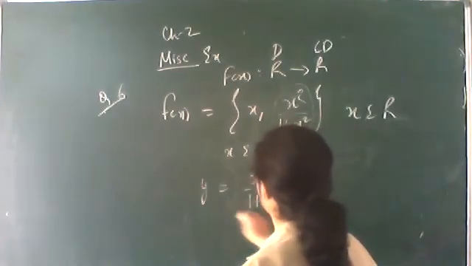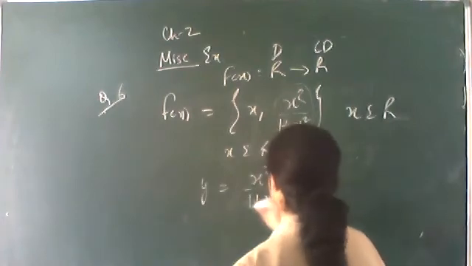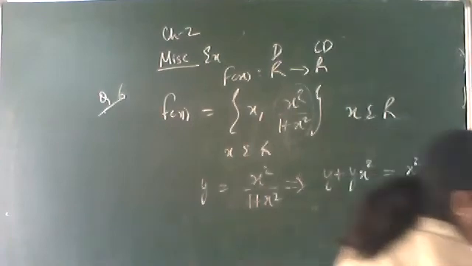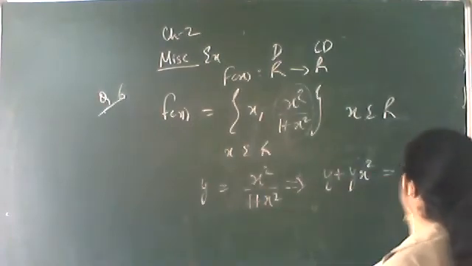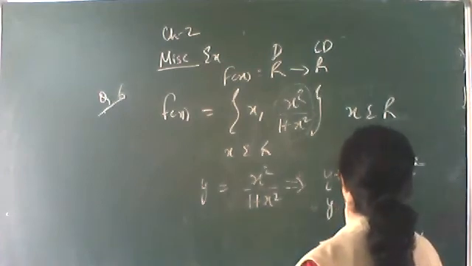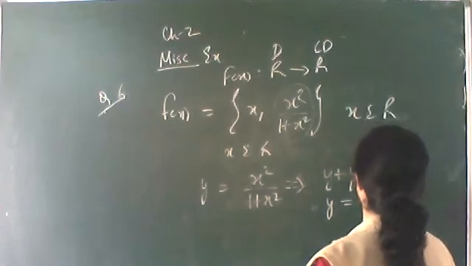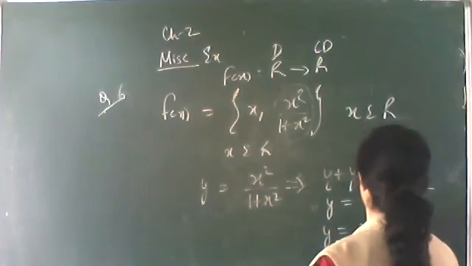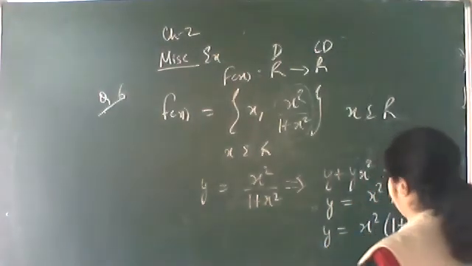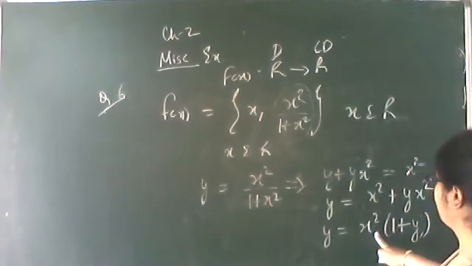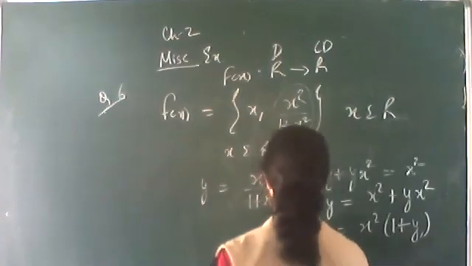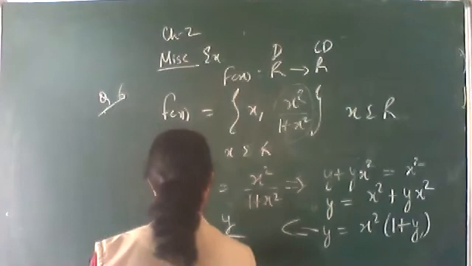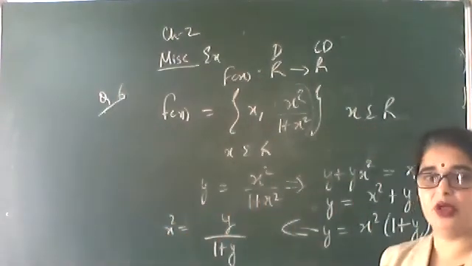We can write it this way, then cross multiply: y plus yx square is equal to x square. Then y is equal to x square minus yx square. Taking x square common, y is equal to x square times (1 minus y). So from here you can say that x square is equal to y upon 1 minus y.